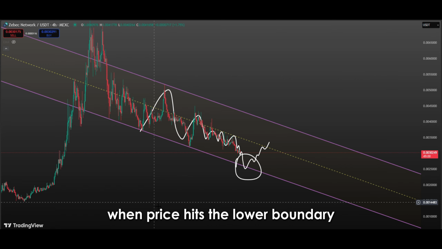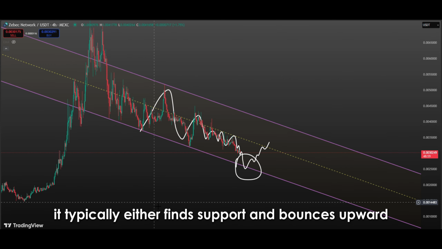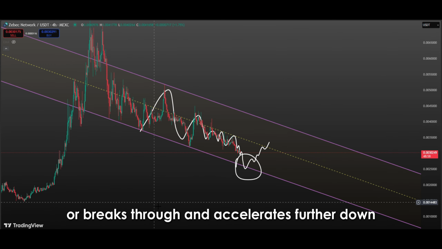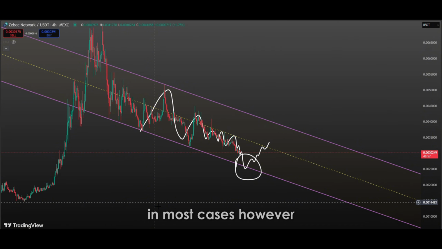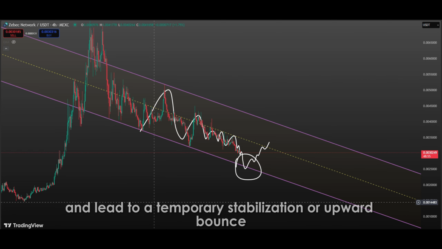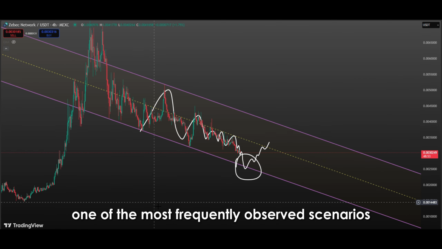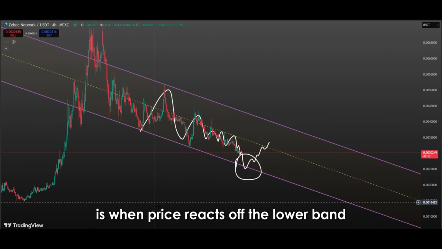When price hits the lower boundary, it typically either finds support and bounces upward or breaks through and accelerates further down. In most cases, however, such lower boundaries serve as strong support during initial touches and lead to a temporary stabilization or upward bounce. One of the most frequently observed scenarios within descending channels is when price reacts off the lower band and rises toward the channel's midpoint.